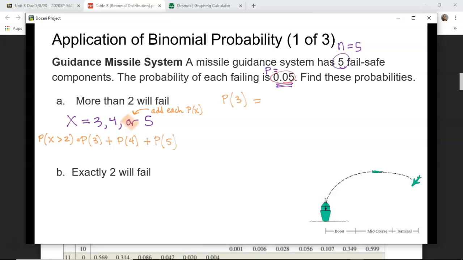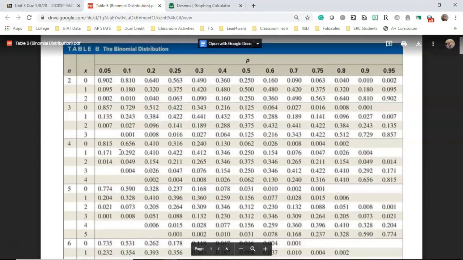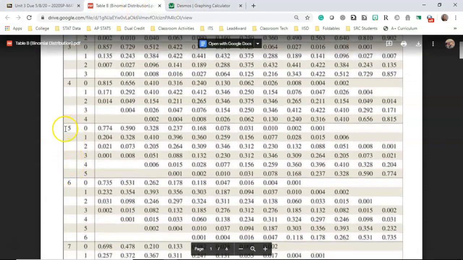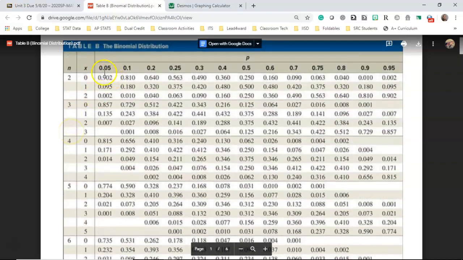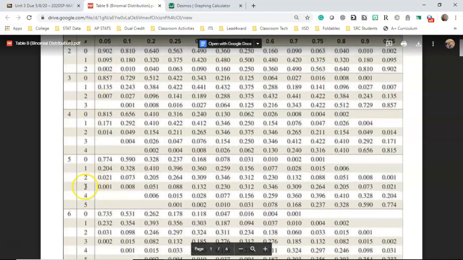Now, we can use the table, right? This number is in the table, the 0.05. So that tells me if it's in the table, I can use it. So if I go to the table, I'm looking for n equals 5, and I'm looking for 3 successes, 4 successes, and then 5 successes. So if I go to the table and I go to n equals 5, so here's n equals 5, and here's 0.05 in the table. We have 3 successes, 4 successes, 5 successes.